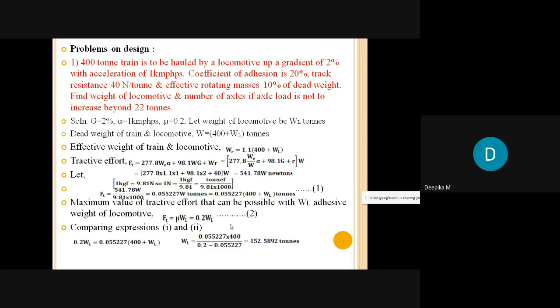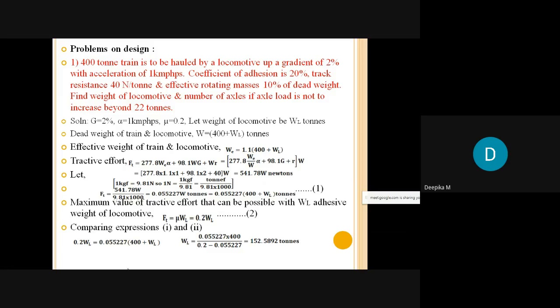So we have two expressions for tractive effort, one with respect to acceleration and gradient, and one with respect to the coefficient of adhesion. Hence, I'll be taking these two equations. When I equate these two terms, I can easily calculate WL. Hence, the weight of the locomotive will be equal to 152.5892 tons. So this is actually the weight of the locomotive. Hence, we have solved the first case of this problem.